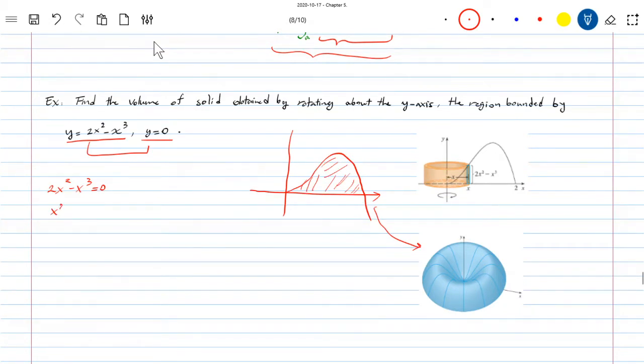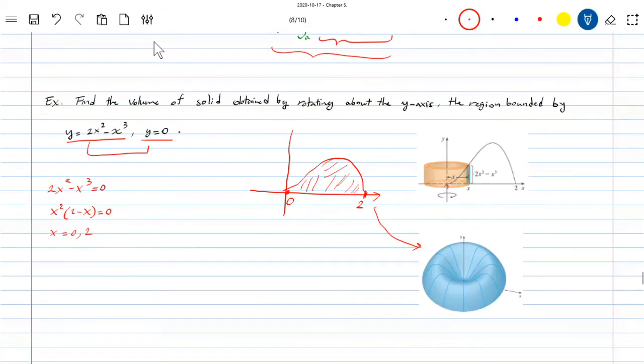You can factor out an x squared. You'll have 2 minus x equal to 0. So either x is 0 or 2 minus x is 0, which means x equals 2. Which means the starting point is 0 and the stopping point is at 2. That's what we figured out by doing this calculation.